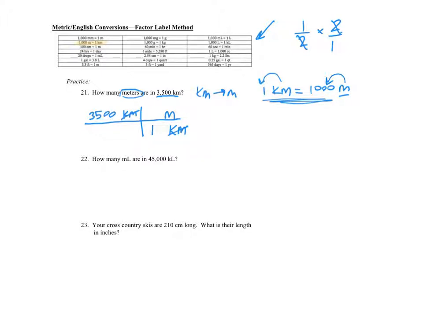So that's how I know that the 1000 goes on the top here, because it has to be with the meters. They have to stay paired. Now, when things are on the top next to each other, we always multiply. So I'm going to do 3,500 times 1,000. I'm going to get a really big number here. I'm going to get lots of zeros.